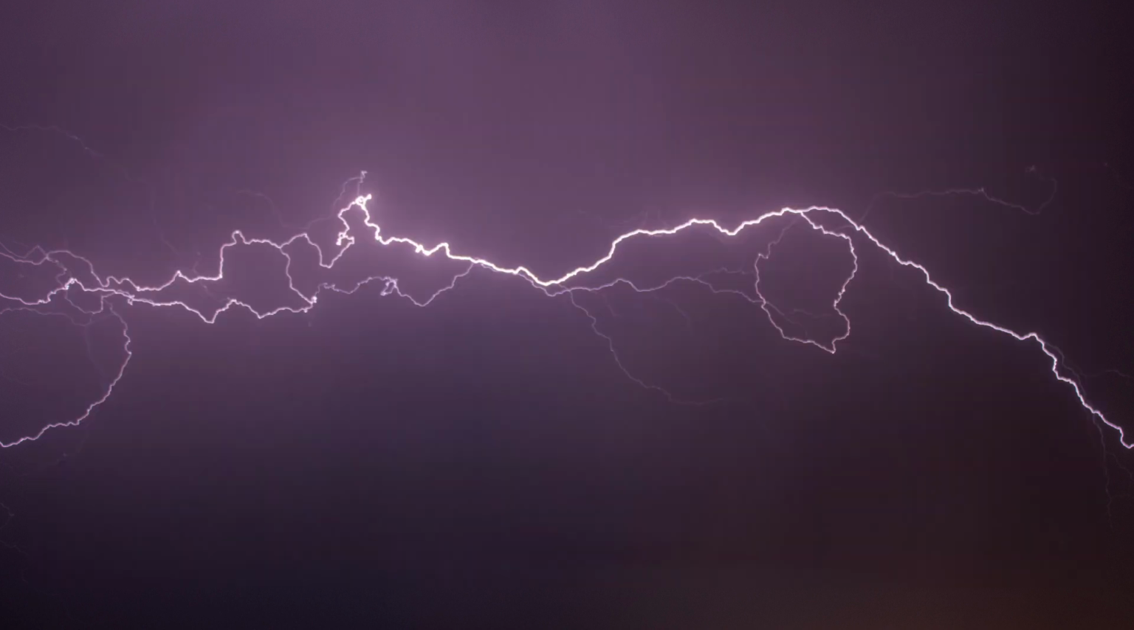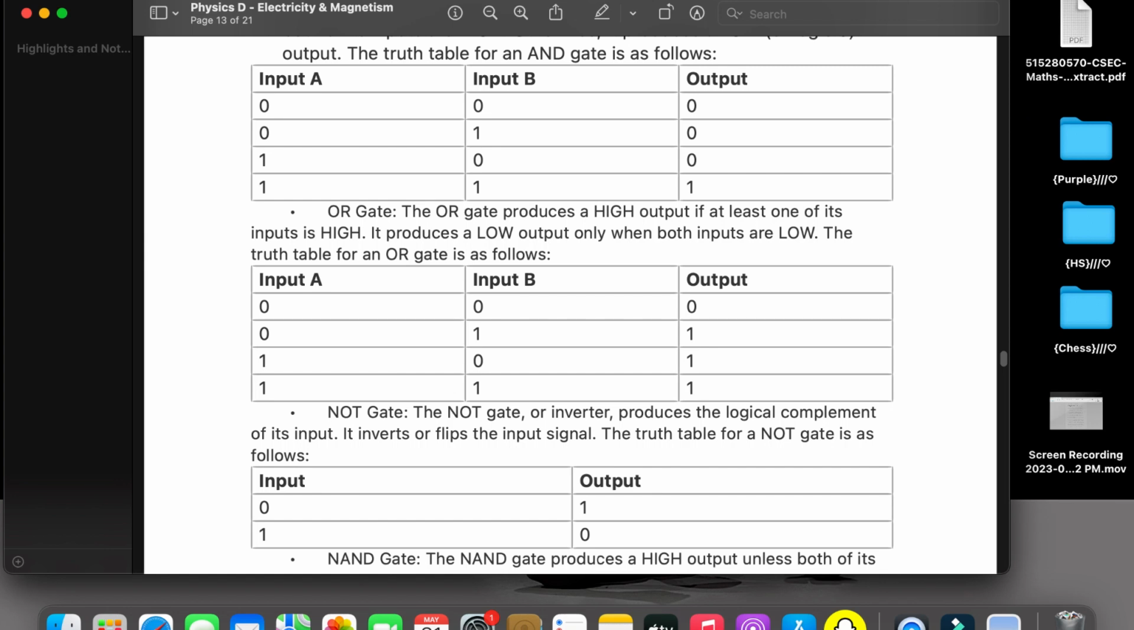Function of each gate with truth tables. AND gate. The AND gate produces a high, or logic 1, output only when both of its inputs are high. Otherwise, it produces a low, or logic 0, output. The truth table for an AND gate is as follows: input A, input B, output 000, 010, 100, 111.